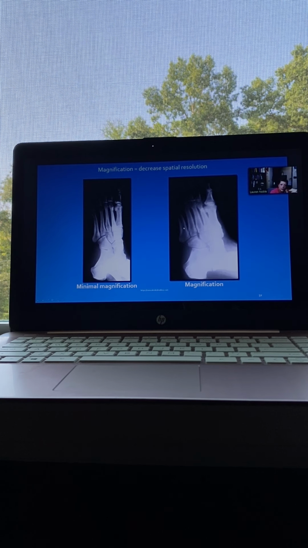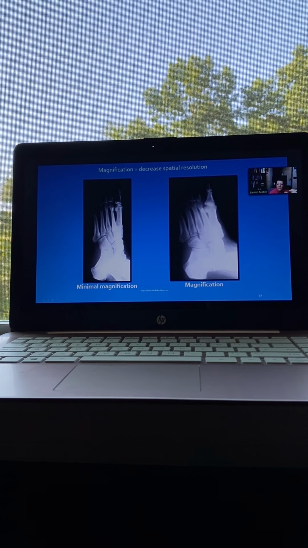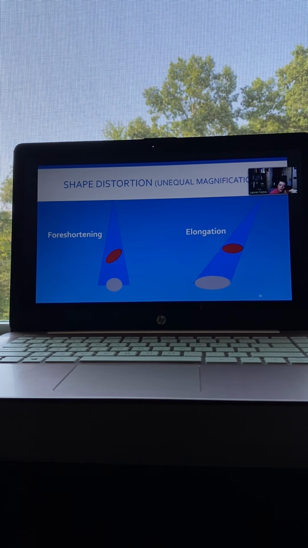Just to prove to you that magnification does decrease spatial resolution. Can you tell that this foot is magnified compared to this one? See how large it looks? And it makes it hard to see trabecular markings. They just kind of blur together. It even makes it hard to see joint spaces. So that's what magnification will do. So I just wanted to show you that size distortion.